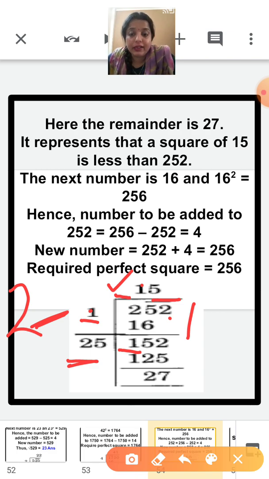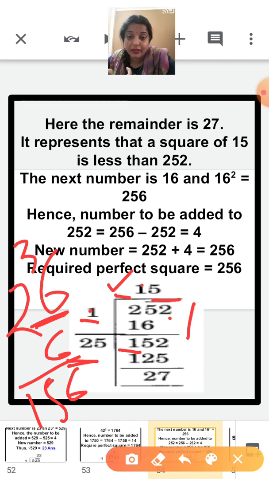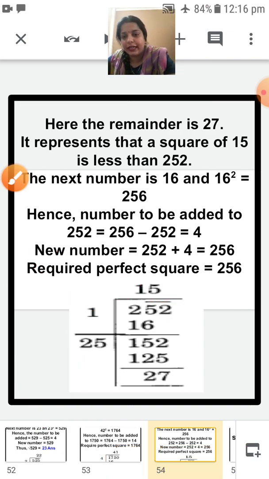If you are filling 6, let's put 6. 6 6s are 36. And 12 plus 3 is 15. 156 is coming. That is a greater number. So you should take a smaller number.